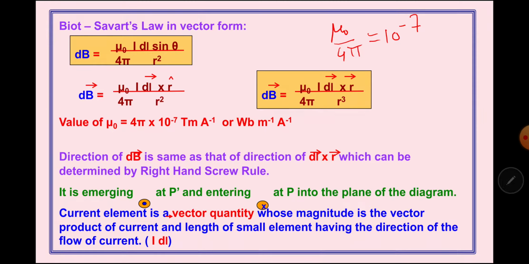The current element is a vector quantity whose magnitude is the product of the current and the length of the small element, having the direction of flow of current, that is I dl vector. Students, I dl vector is the multiplication of a scalar with the vector, and its direction will be same as that of current. We know current is a scalar quantity. It is not considered to be a vector despite having a direction, because it does not obey the vector laws of addition. But the current element is considered to be a vector, and its direction is taken to be same as that of current.